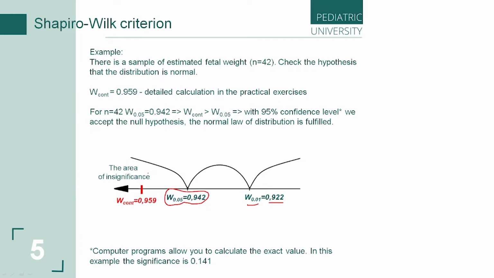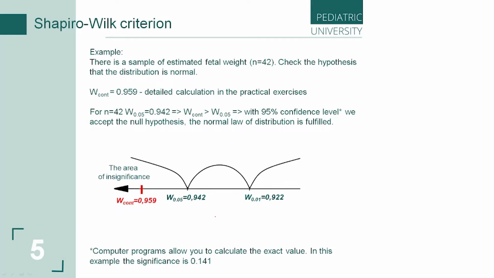We talked about it in the last lecture. It turns out that our control value lies in the region of insignificance because our control value is more than our critical values for both levels of significance. And so the differences from the null hypothesis are insignificant. Accordingly, we can say that with a 95 percent confidence level, the null hypothesis is accepted and the normal distribution law in the sample is satisfied in this example.